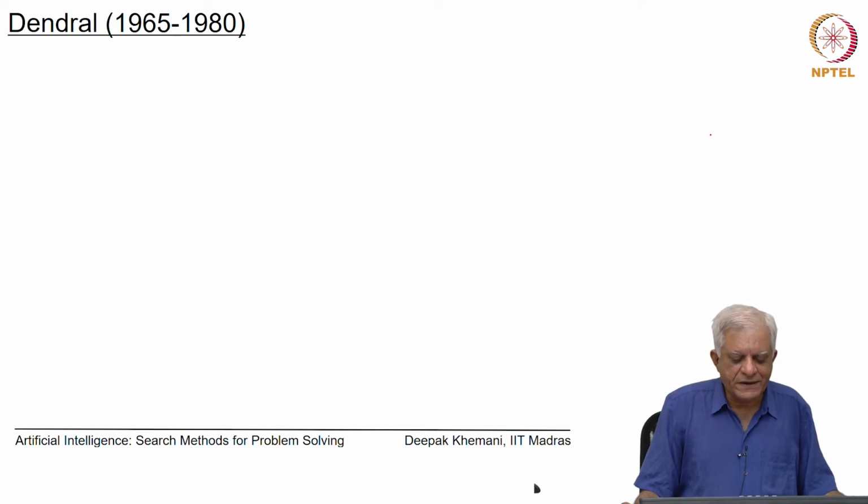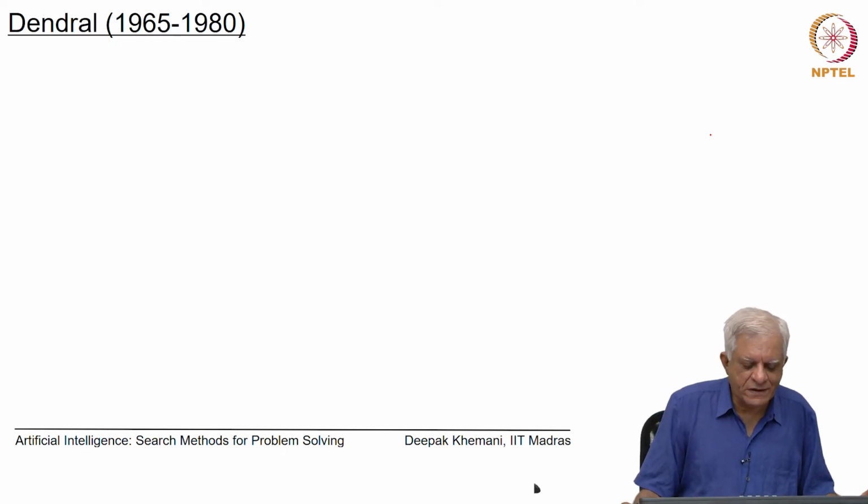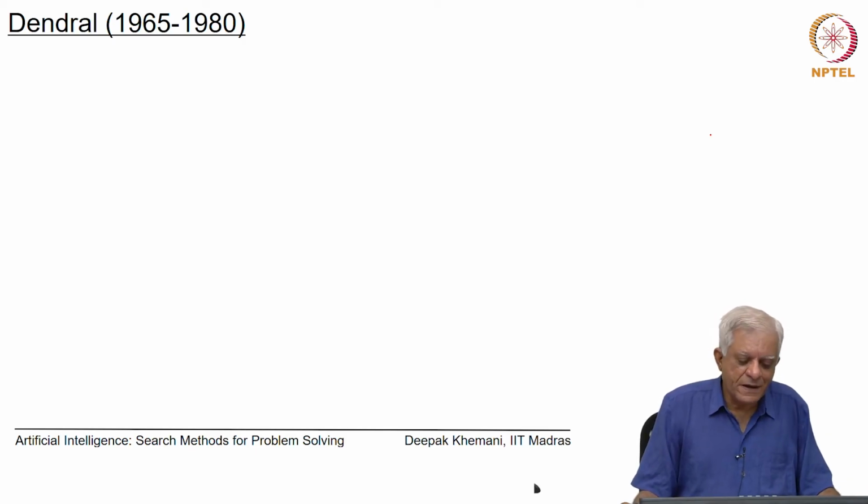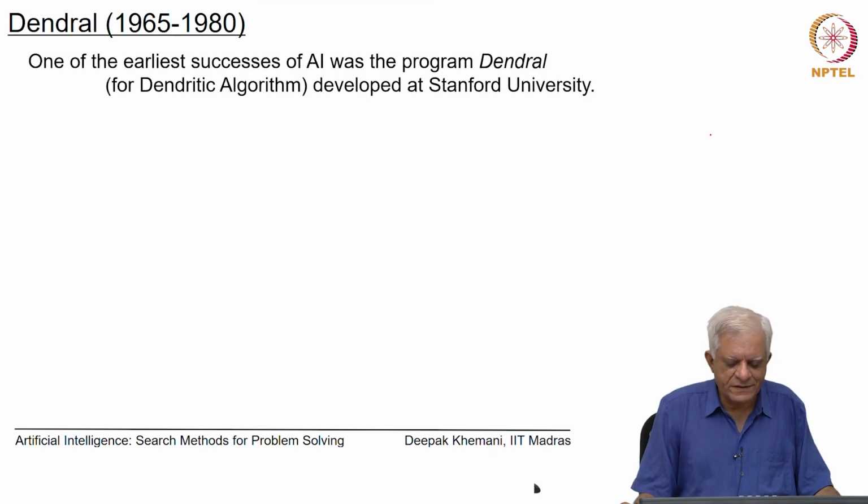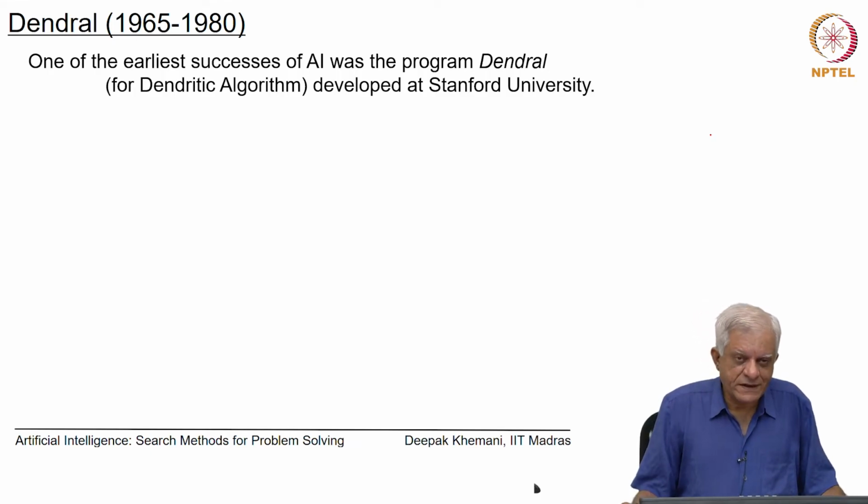around that time, the 70s and the 80s in the last century, was in some sense the wave of expert systems, just like nowadays there is a wave of deep neural networks. At that time there was a wave of expert systems, and Dendral was one of the pioneering programs which led that whole activity. In fact, it is seen as one of the earliest successes of AI, developed at Stanford University.